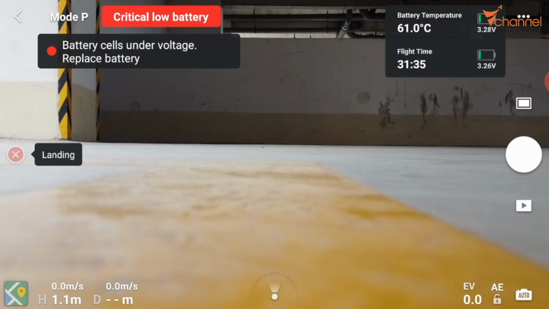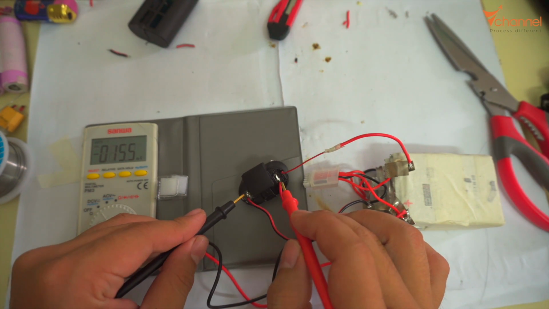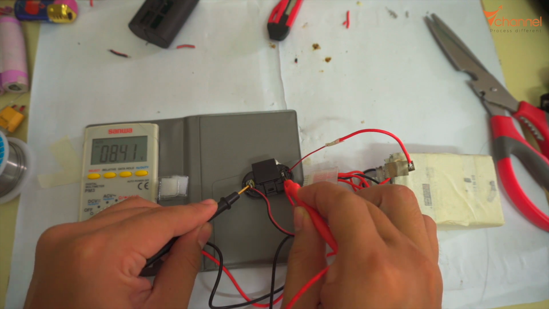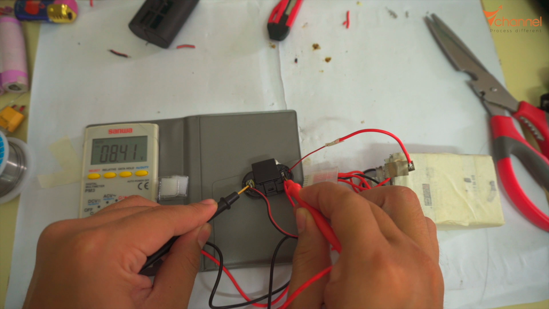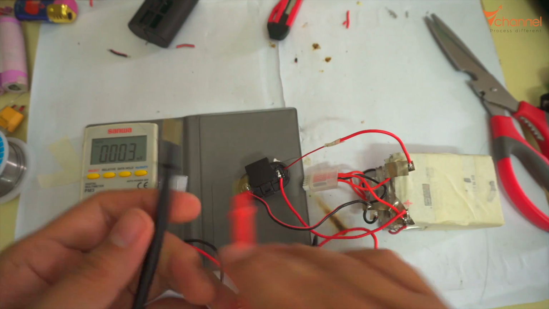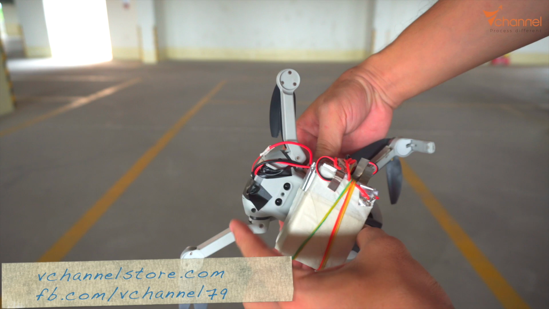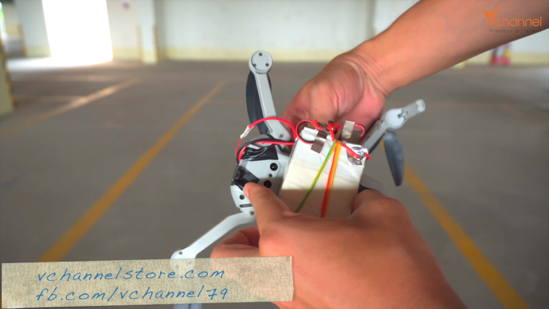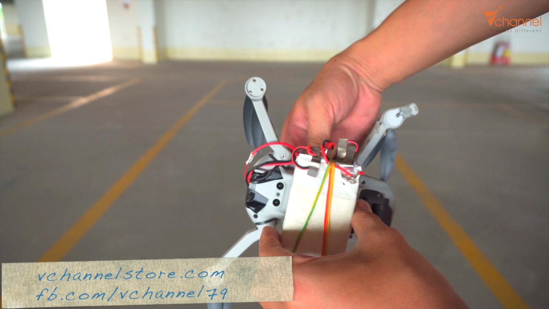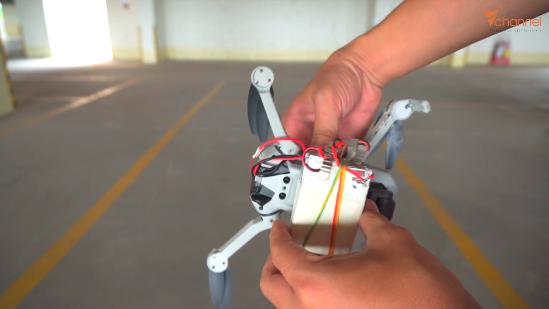And now I will replace the original cell with 4 lithium polymer cells, 3830 mAh. We have the new battery in a 2P2S connection, 7660 mAh. In this case, we should hold the battery so it does not cover the vision position sensor at the bottom, because if it covers it, the drone will increase its height and we cannot control it at all. Very dangerous.